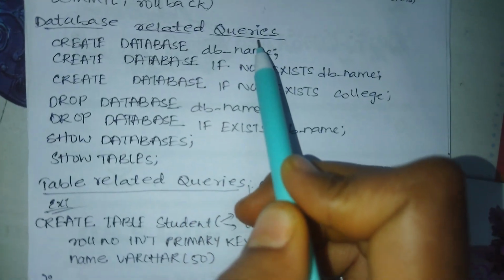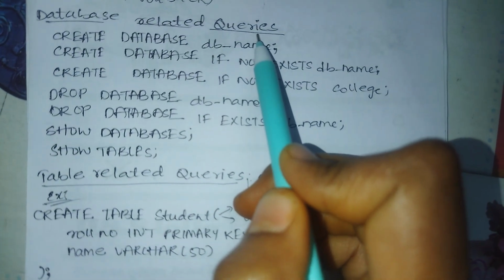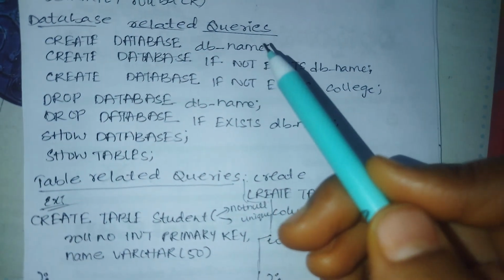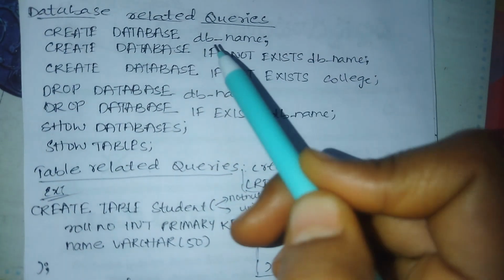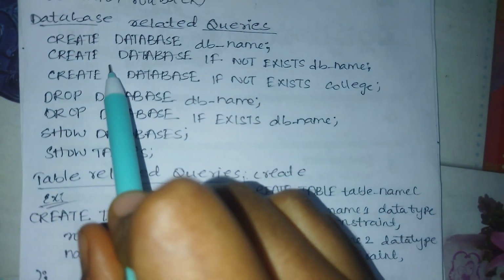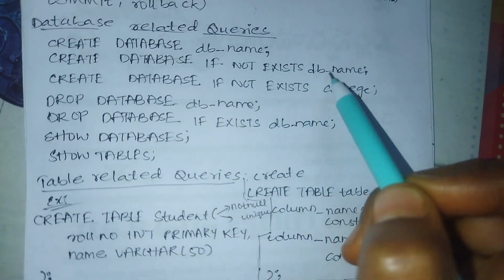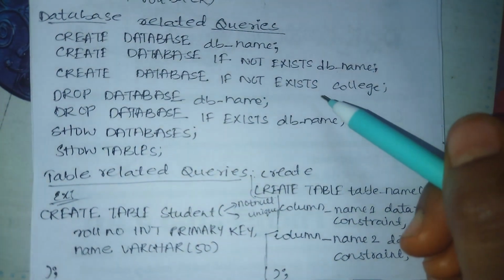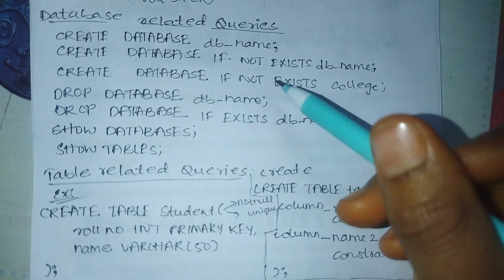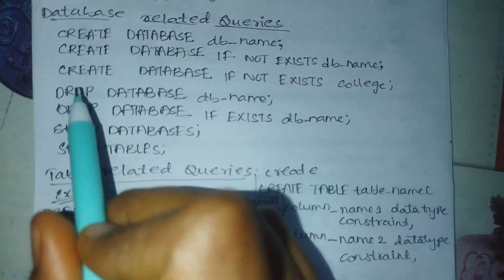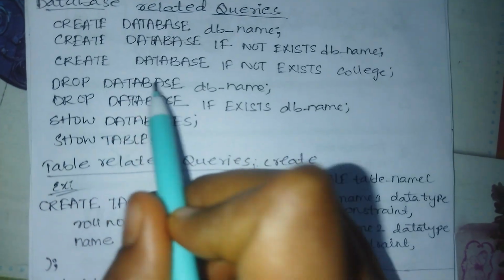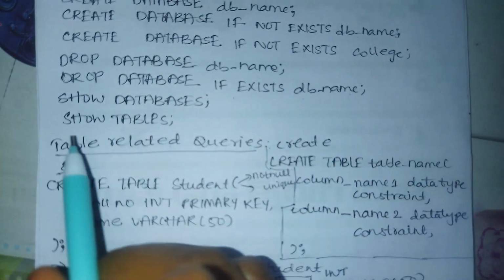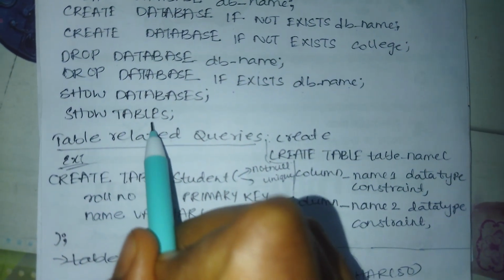Database related queries: we can perform database related queries like creating a database with a database name. After creating, we use if not exists a database name, if not exists a college. Then we will delete by using the drop command. Drop database name, drop a database, if exists a database name. Then show databases, show tables.